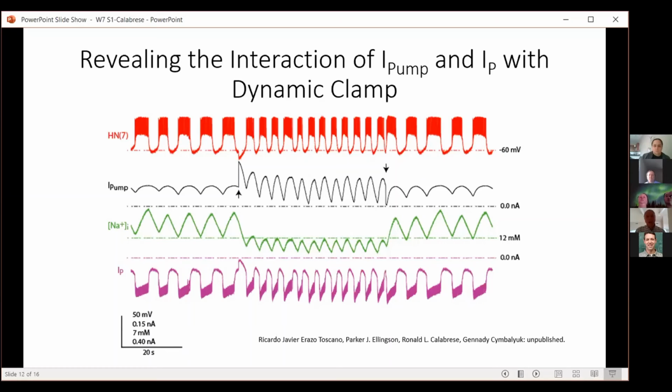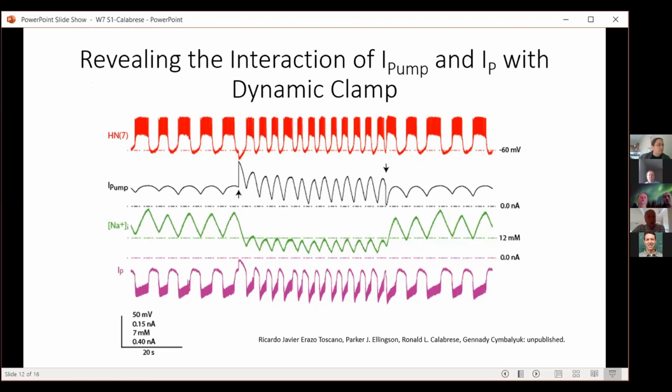So we're not working at saturation of the pump at all. In fact, the pump is working to keep sodium quite low when you increase I pump max. So that's just to show you that the pump can have dramatic effects on the bursting activity of these neurons.